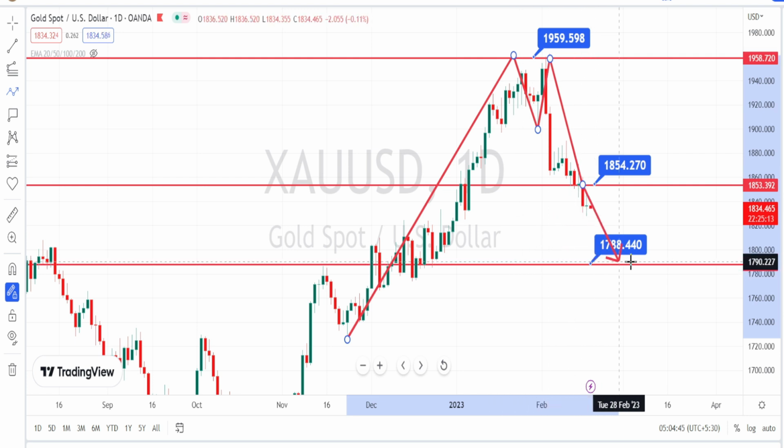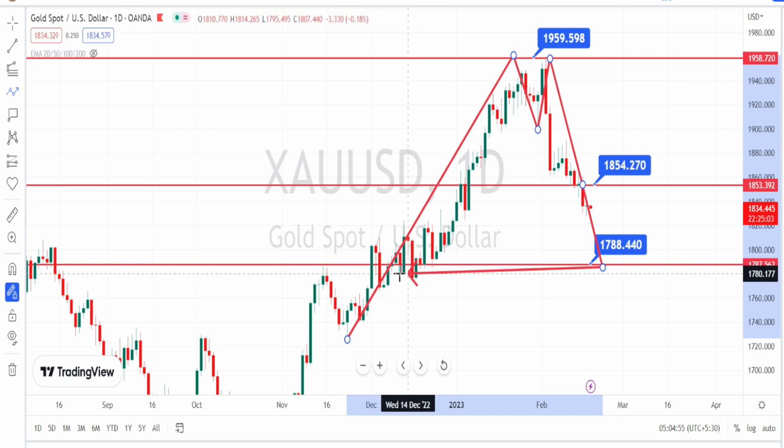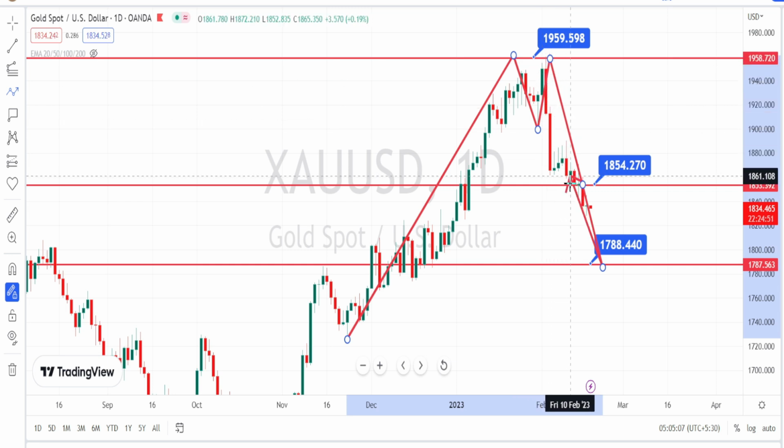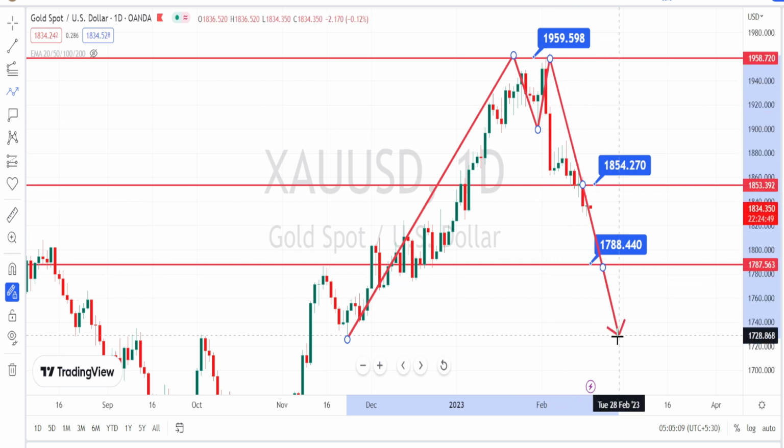So as explained in the weekly time frame, the next level of support is going to be around 1788, where we have noticed the price action in the daily time frame also consolidate. So once the price action breaks this support level, we can expect a further continuation of the bearish trend in the daily time frame also. So for now, the current trend of the price action in the daily time frame is also bearish. Let us look at the price action in the 4 hours time frame.